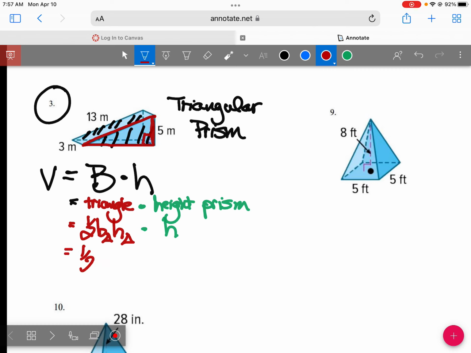So it's 1/2 times the base. Do I have that base length? I do not. This in blue. So we have to find that, times the height of my triangle, 5. But I do see that this is a right triangle, so I can use, again, the Pythagorean theorem to find this opposite side.